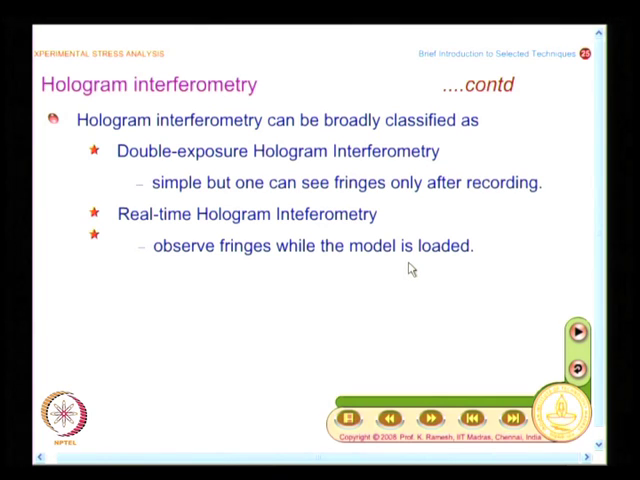So, it is a lot more convenient. Real time holography is a lot more convenient than double exposure hologram interferometry. But if you look at the technology, you will have to be very careful in handling it, because you measure in terms of wavelengths, even small misalignments between exposures can spoil your quality of output. So, this is very important.